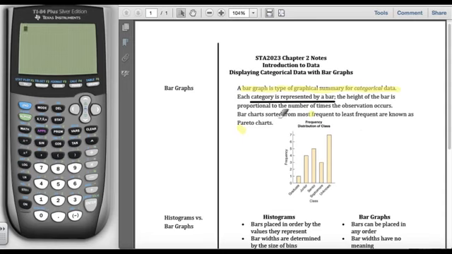A term that's important to note is Pareto chart. A Pareto chart is just a bar chart sorted from the most frequent to least frequent. So the tallest bar to the shortest bar.